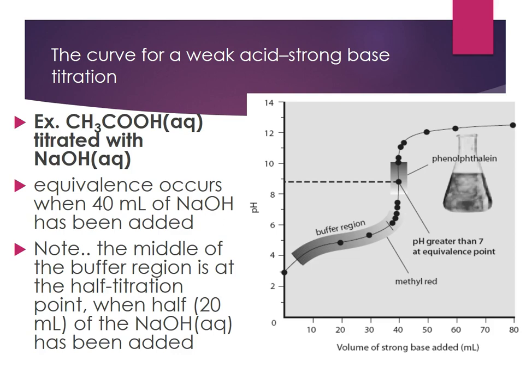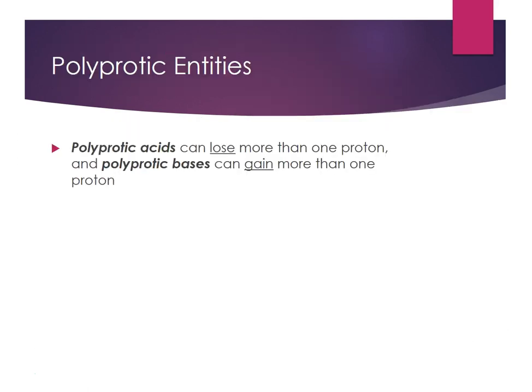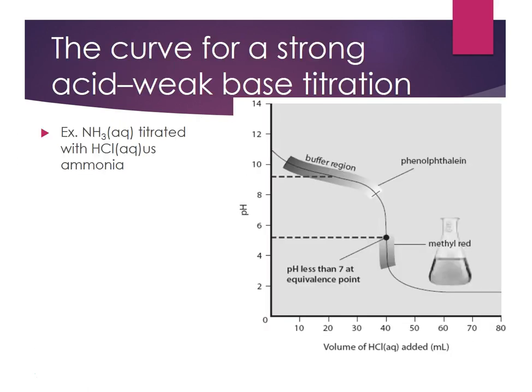Here is a titration curve for a weak acid being titrated with a strong base. Notice the characteristic shape, the buffering regions, and that the equivalence point is at 40 milliliters of base added. Because it is a strong base and a weak acid, the expected pH at the equivalence point would be greater than 7. In this pH curve, a weak base is titrated with a strong acid. Because it is a strong acid and a weak base, the expected pH at the equivalence point would be less than 7.